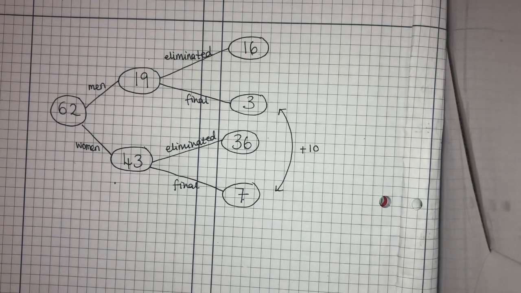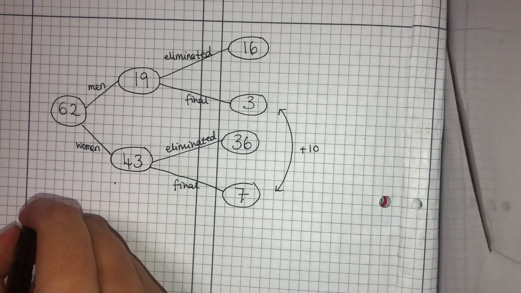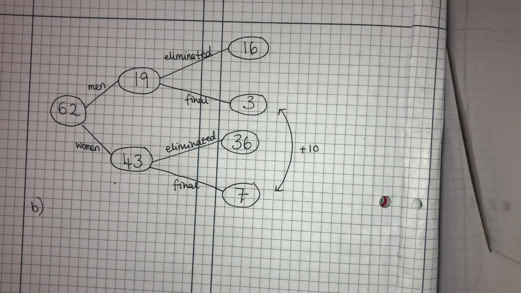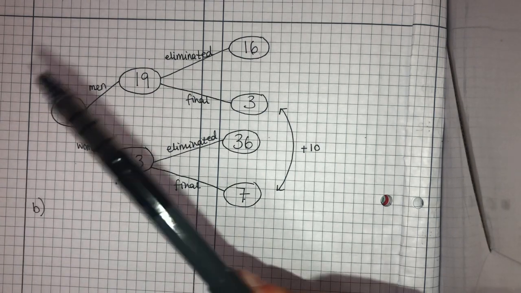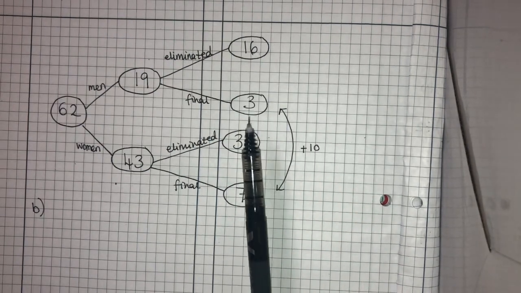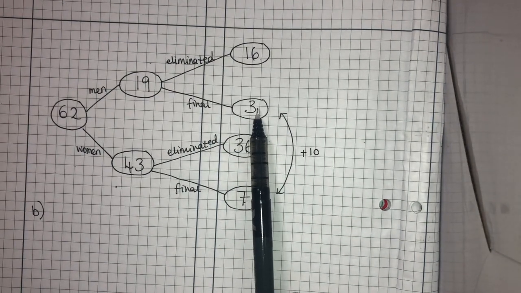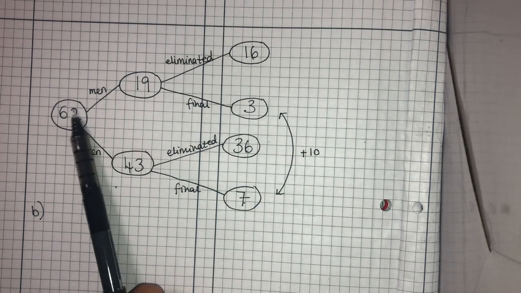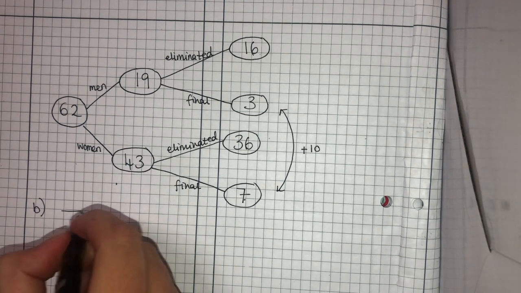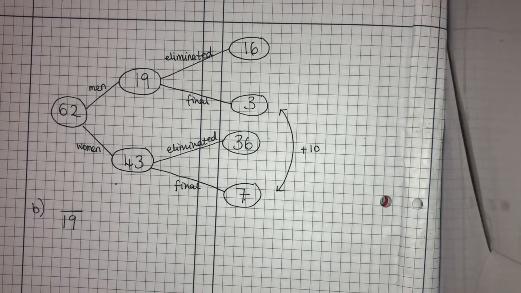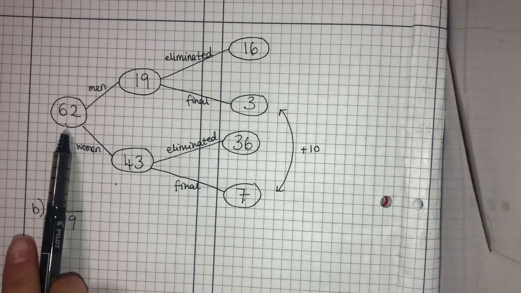Okay, part B is asking us what fraction of the men made it through to the final. Now, a common error here would be to find the number of men that made it to the final, which is actually correct, it's 3, but a lot of people would write 3 out of 62. You've got to be really careful when you read the question. It's saying what fraction of the men made it through to the final. So my denominator has to be the total of men, not the total people altogether.